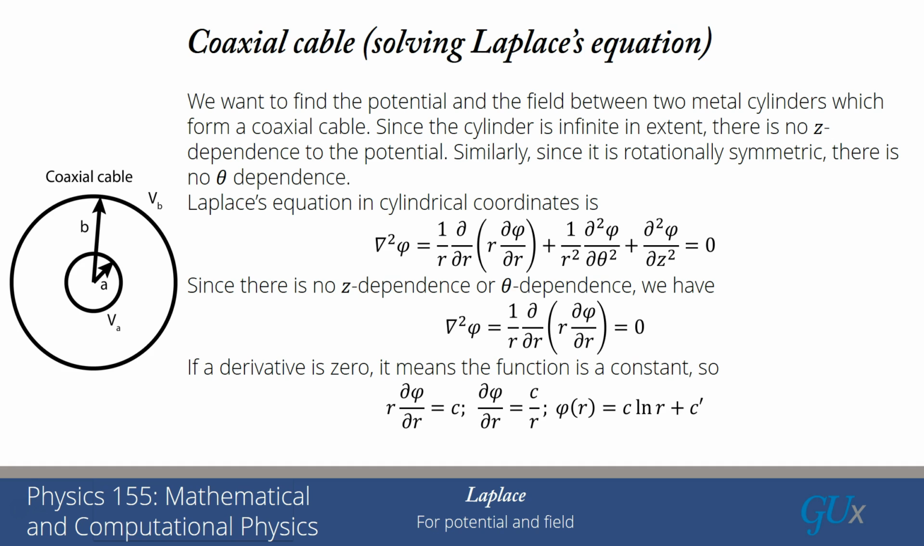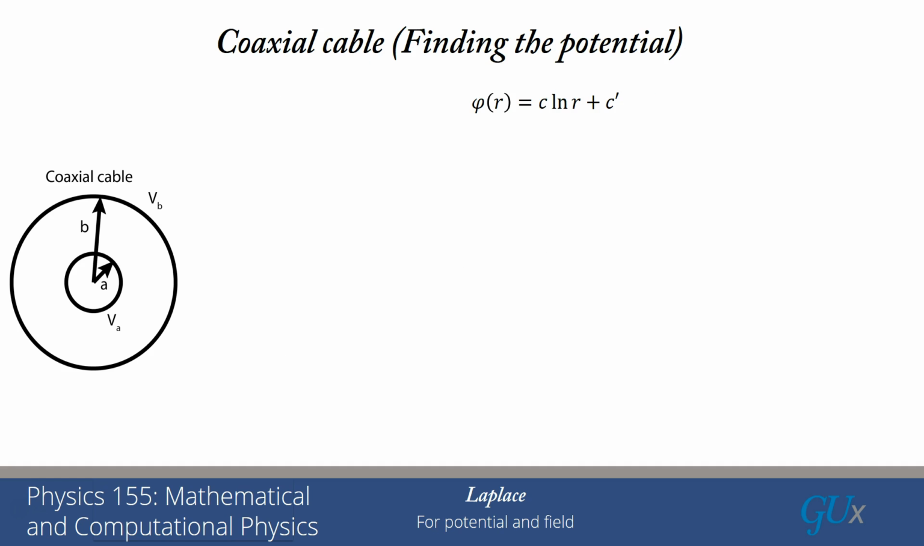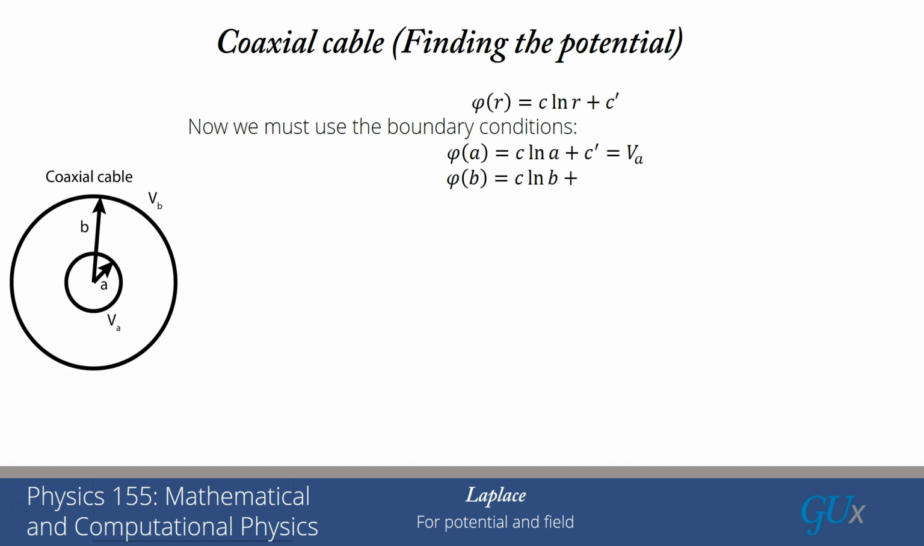Now what we have to do is put in the boundary conditions to make sure that our system satisfies the results that the potential on the inner cylinder is equal to V sub A and the potential on the outer cylinder is equal to V sub B. So we explicitly write down what those boundary conditions are. We evaluate phi at A. That's going to be C log A plus C prime, and we set that equal to VA. We're going to evaluate it at B. That's going to be C log B plus C prime, and we set that equal to VB.